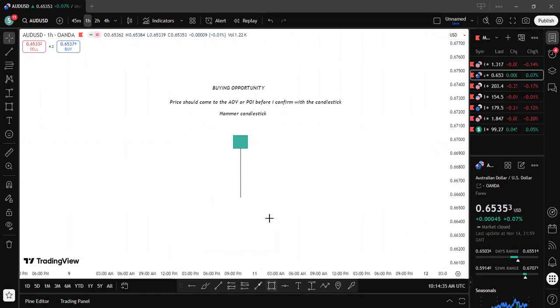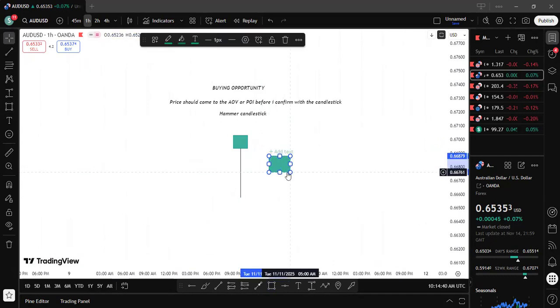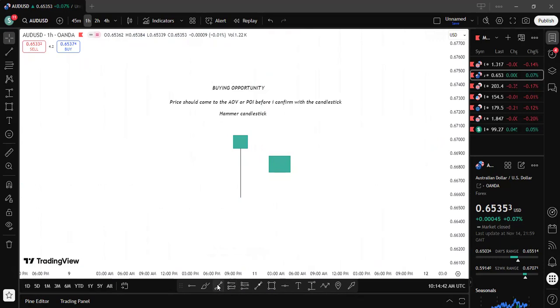Sometimes the wick will not be that long. You see you have a green body here like this, and then you will have a wick like this.